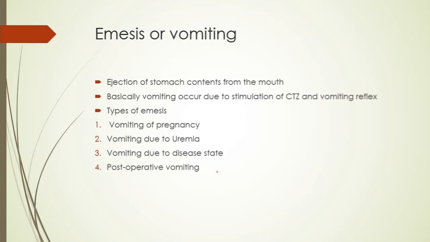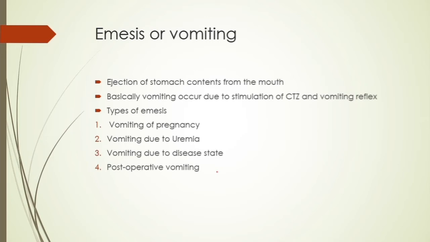Vomiting can also occur due to a disease state like pyloric stenosis. Pyloric stenosis is the constriction of the pyloric region of the stomach. When the pyloric region of the stomach is constricted, it can lead to delay of food passage from the stomach into the intestine, and this delay can cause stretching of the mucosal membrane, and when the mucosal membrane is stretched, it can stimulate the sensory nerves, which can start the vomiting reflex.